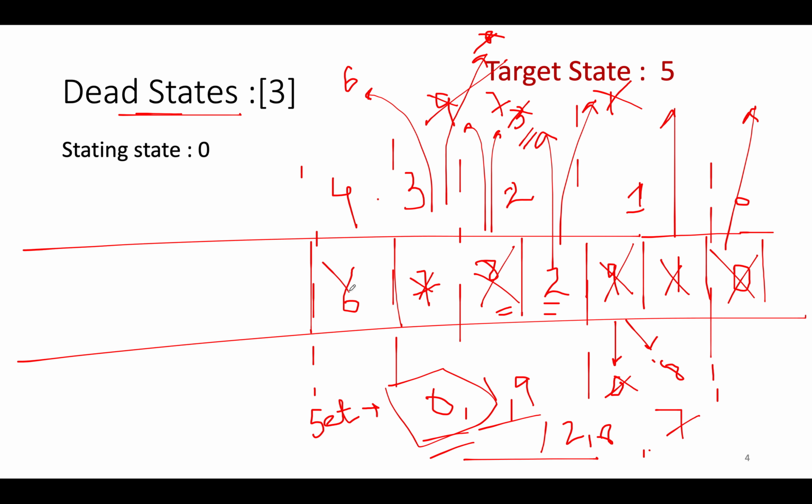Let's pull out 6 from the queue, and 6 gets pulled out. You'll go in both directions, forward and backward.